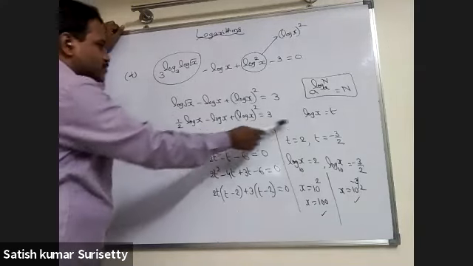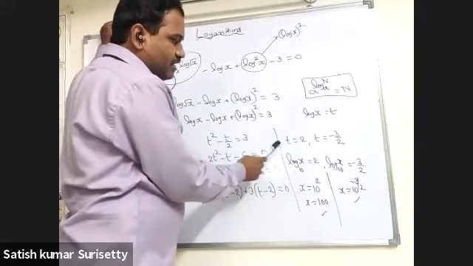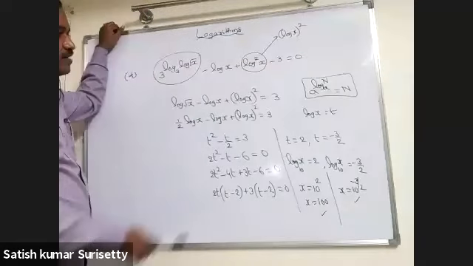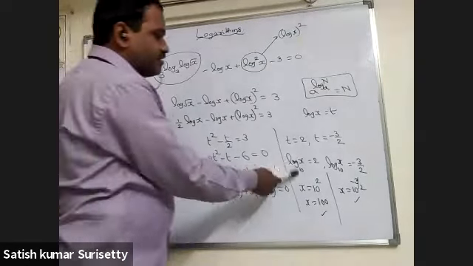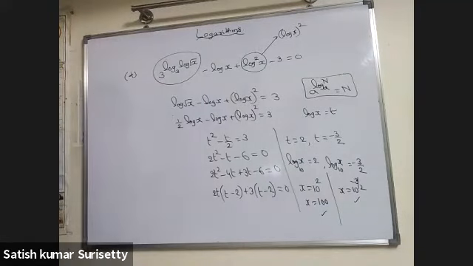Take log x as the substitution, solve the quadratic equation in t and replace t back with log x. Because the base is not mentioned in the numerical problem, take the base as 10. So x equal to 10 square and x equal to 10 to the power of minus 3 by 2. So both are solutions.